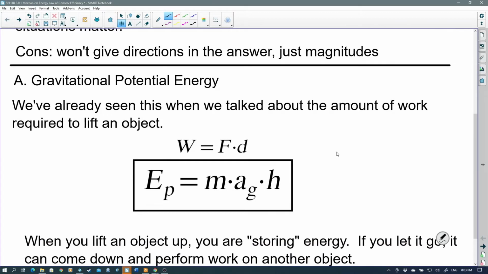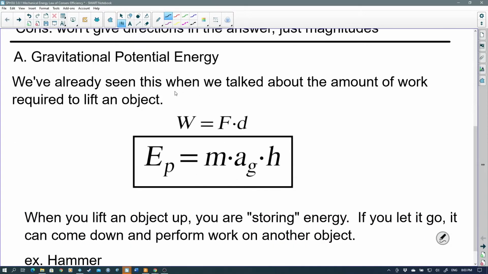So let's look at gravitational potential energy first. We've already seen that if you want to lift an object up off the ground, that requires a certain amount of work. And energy is just the capacity to do work. In fact, you can say that work is equal to energy. So if you know the work equation, you also know the energy equation. And we're actually going to use work for both gravitational potential energy and kinetic energy. We're going to derive the equations from the work equation.